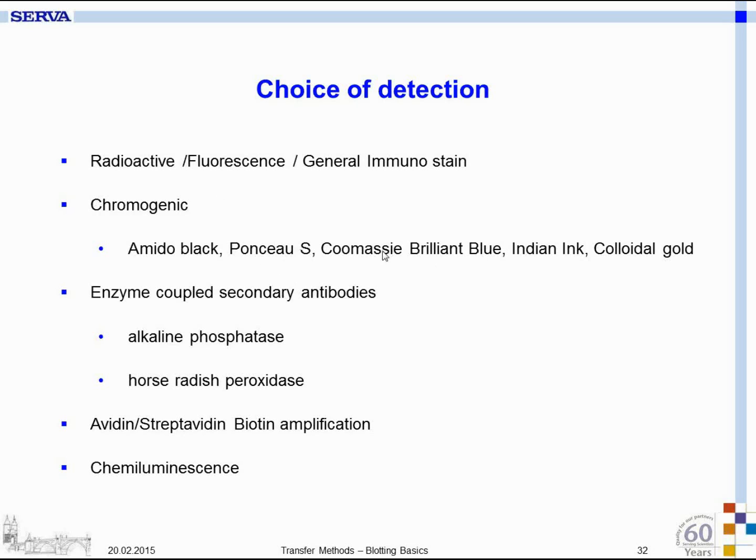Some people stain with Coomassie blue, but this is not reversible. Indian ink is also not reversible, but it does not interfere with immunodetection. And there was also the colloidal gold from the company Janssen, in the 80s and 90s of the last century. I don't know how often it's used anymore, but it was very frequently used in the past.